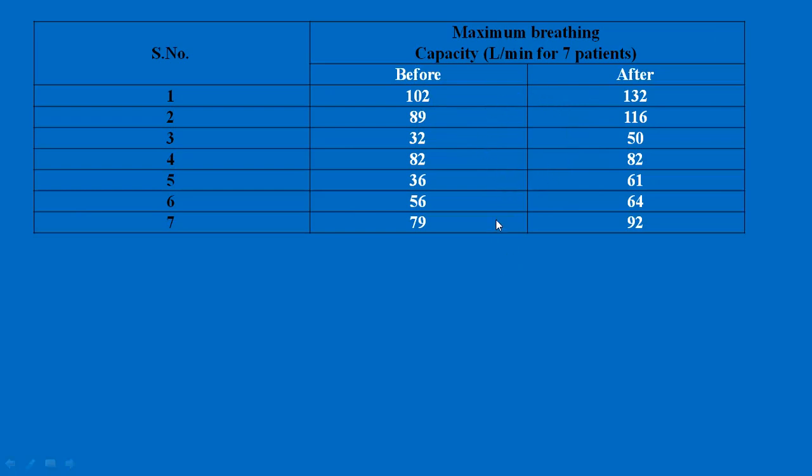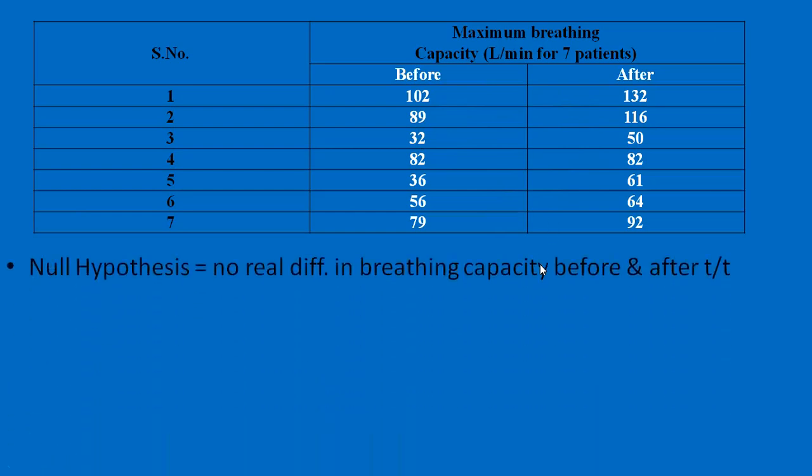So here we apply the paired t-test because the sample is same. First we need to state the null hypothesis that there is no real difference in breathing capacity before and after treatment. Alternate hypothesis will be there is a difference in breathing capacity before and after treatment. So first we need to calculate difference for each observation. So this is x1 and this is x2. So 132 minus 102 comes to 30. Likewise for all 7 observations, we have to find out the difference, that is D.